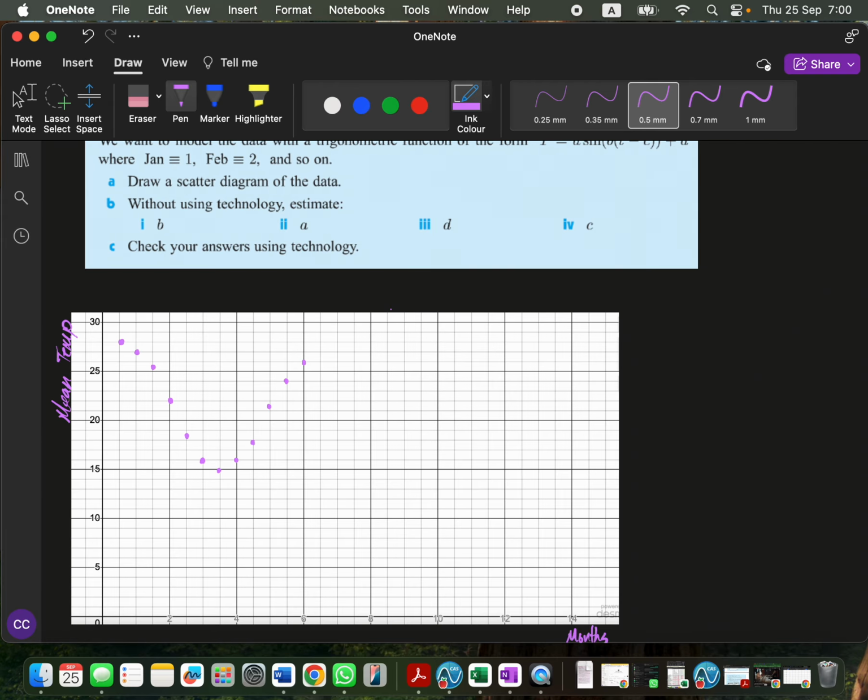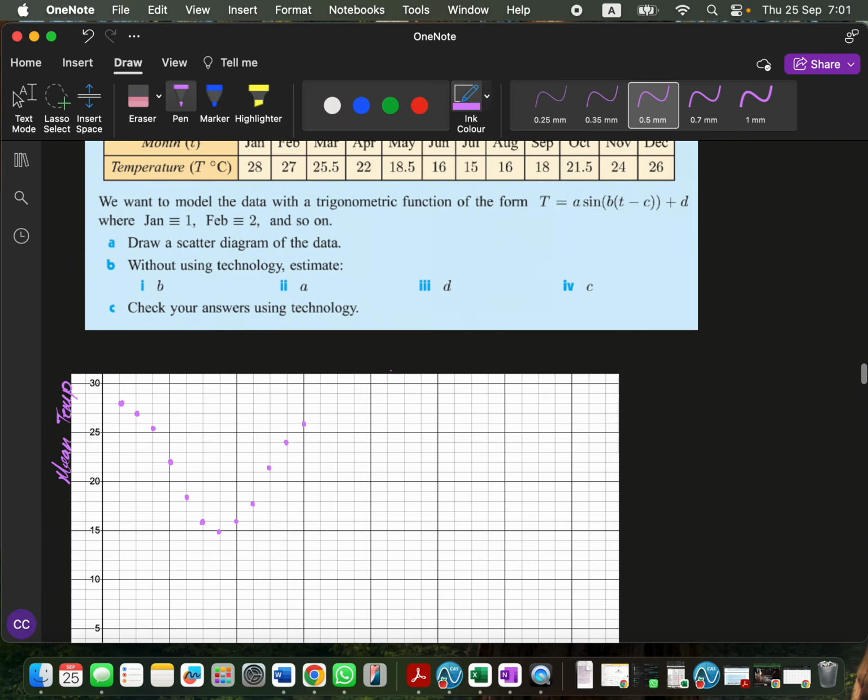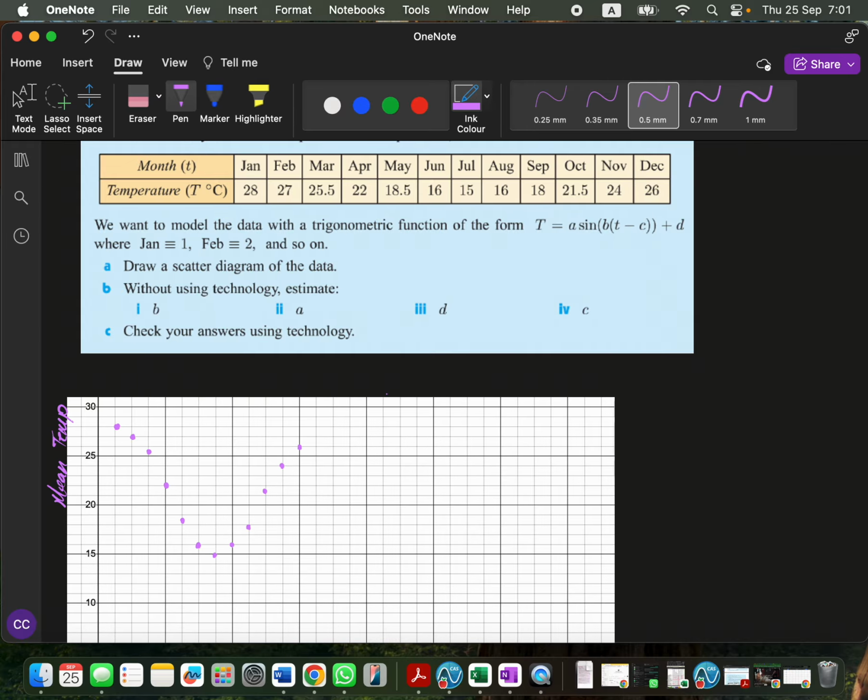All right, so looking at this right off the bat, I think we can say that this looks fairly sinusoidal, right? We can guess that this is going to be some sort of cosine function, but it asks us to do this as a sine function. But that's the first part there.